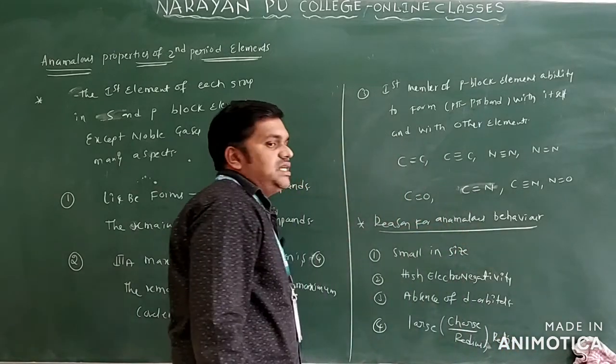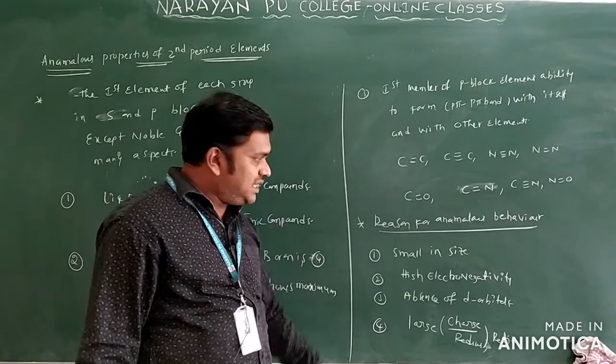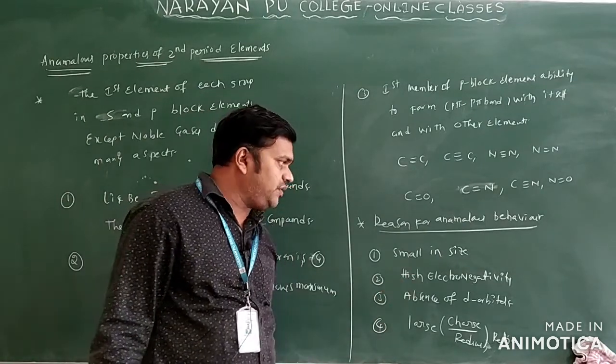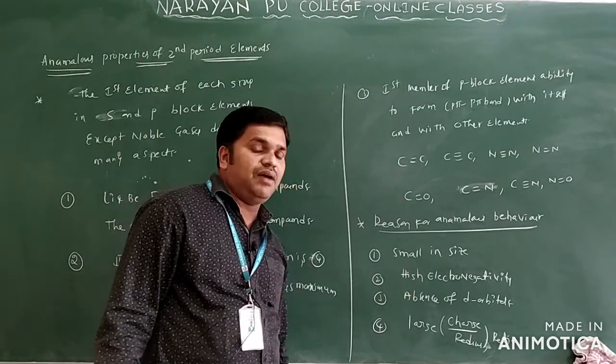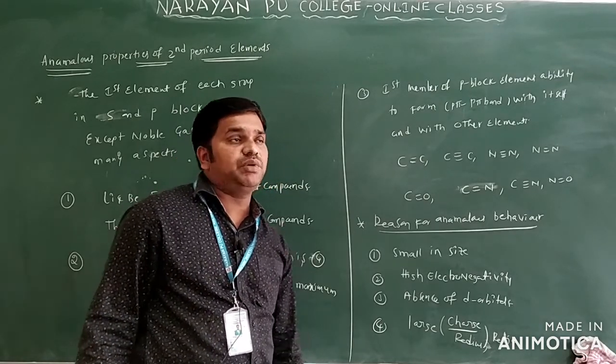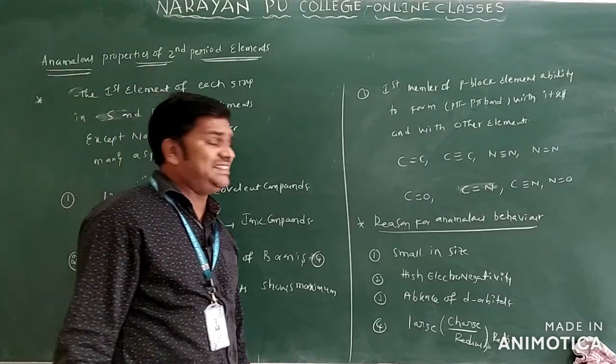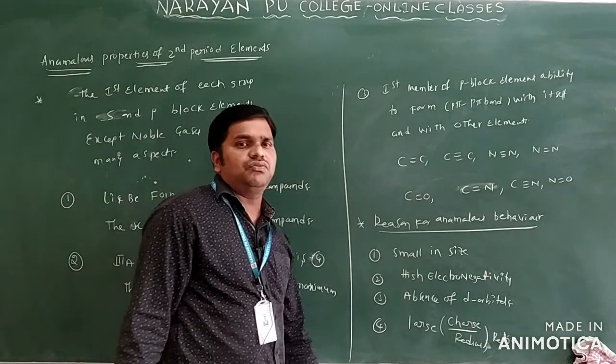These are the main anomalous properties of which elements? Second group elements. What are the reasons? Small size, high electronegativity, absence of d orbitals, and they have a large charge by radius ratio only. So these are the main anomalous properties of second period elements only. If they ask you to write the reasons, you can write these four points only.